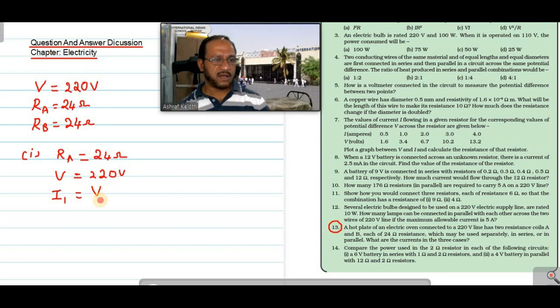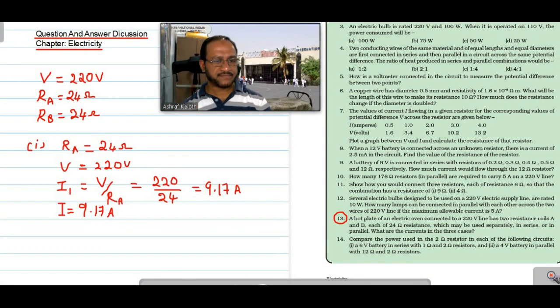V by R, the resistance of the first one, RA. Only one coil is connected. V is 220 volt and RA is 24 ohm. That is equal to 9.17, rounded. That much ampere is the current flowing in the first case. So I1 is equal to 9.17 ampere, the current flowing through the hot plate of the oven when only one coil is used.